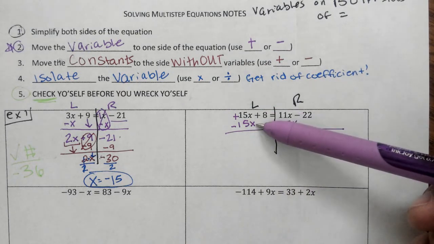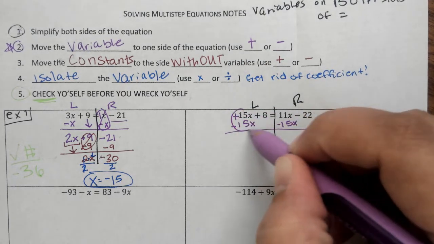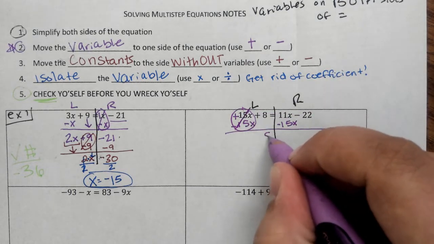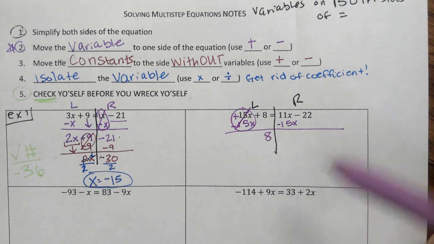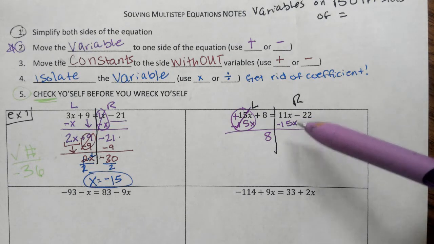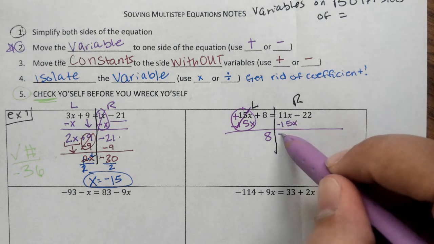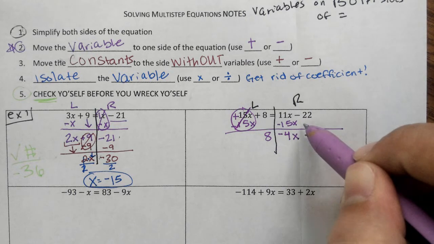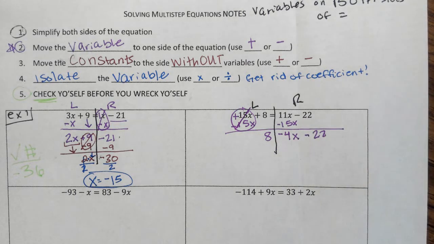Now I've got 15x minus 15x, that's a 0 pair. A number and its negative is a 0 pair. We have just 8 left over on that side. 11x minus 15x is negative 4x, and minus 22 is still left over also on the right side.